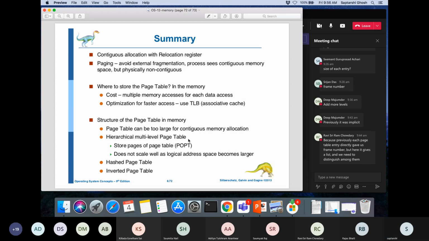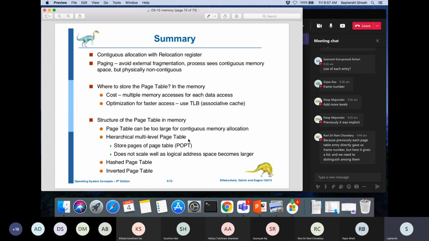We first studied contiguous allocation. Then we understood that it is simple, but there are problems like fragmentation, and dynamic increase of memory of a process is not possible, or is actually possible, but very impractical. So contiguous allocation with relocation register satisfies some of the requirements, like contiguous memory starting with zero and so on, but not all. So then we moved to paging. We did discuss segmentation a bit, but segmentation has not become so popular. Usually paging has become popular.